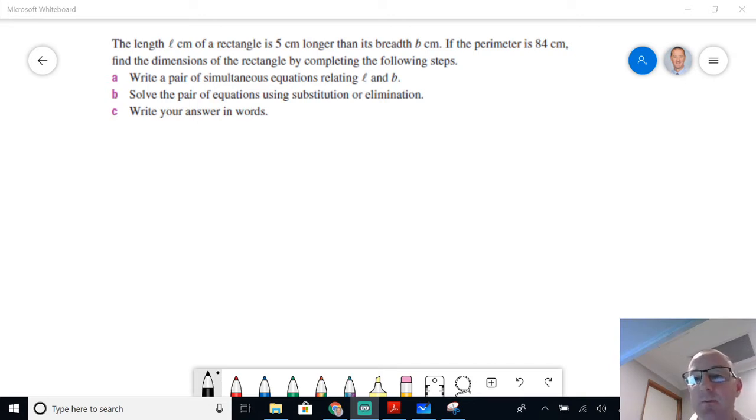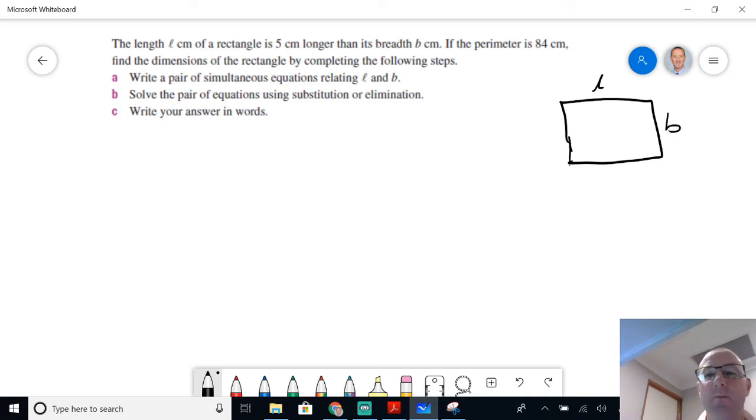So I'm going to first of all draw my rectangle. So here you can see a little sketch. So I've got a length which is 5 centimeters longer than its breadth. So here's my length and here's my breadth. And I know from that first sentence that the length is 5 centimeters longer than its breadth. So that means that L must be equal to the breadth plus 5, because the length is 5 centimeters longer than its breadth. So our first simultaneous equation that we can do is L equals B plus 5.